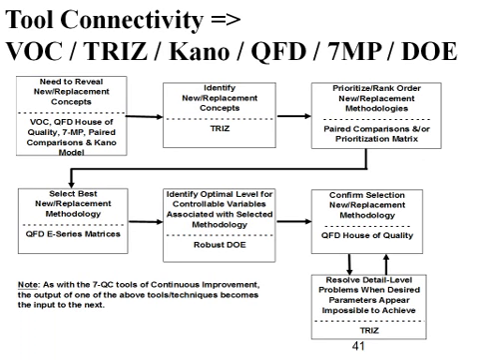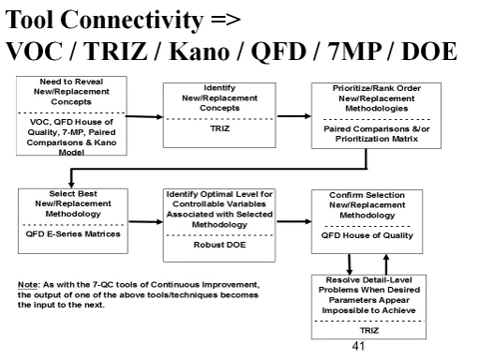Now, let's move away from the 7 QC tools and their relationships to each other, and look at connectivity between the voice of the customer, TRIZ, the Kano model, quality function deployment, the 7 management and planning tools, and design of experiments. In each of these boxes, I've got a dashed line. Above the dashed line is what we're trying to do, and below the dashed line are tools that can be used to achieve whatever it is that we're trying to cause to happen.